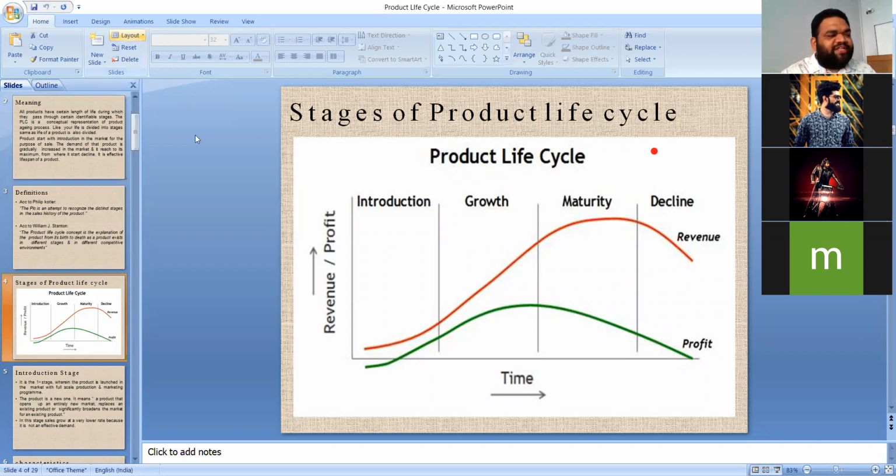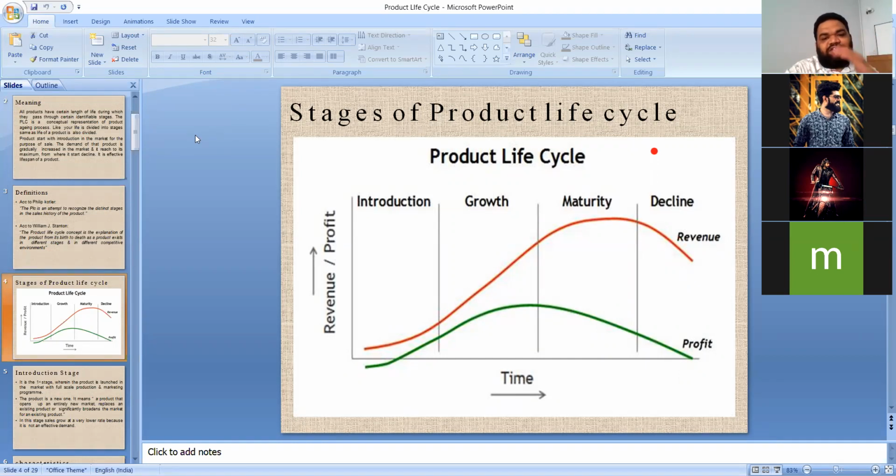Nowadays most people are ignoring the saturation stage, because all the qualities and all the factors in the decline stage are equal to the saturation stage. So the PLC can be defined in these stages only: introduction, growth, maturity, and decline stage.